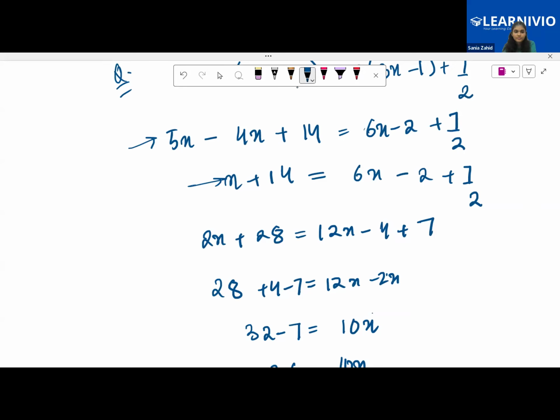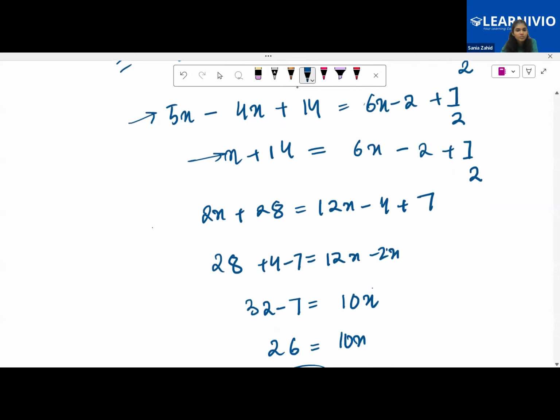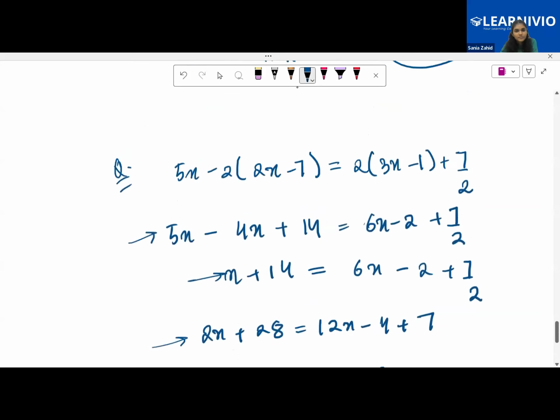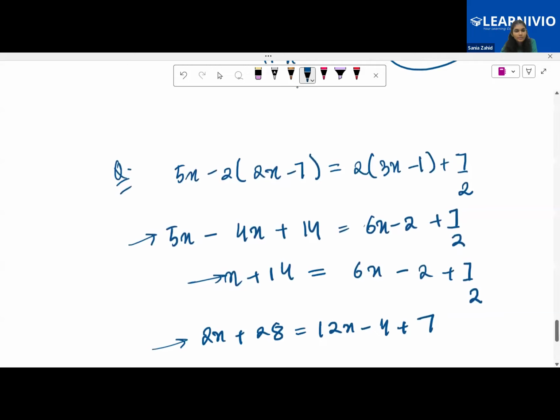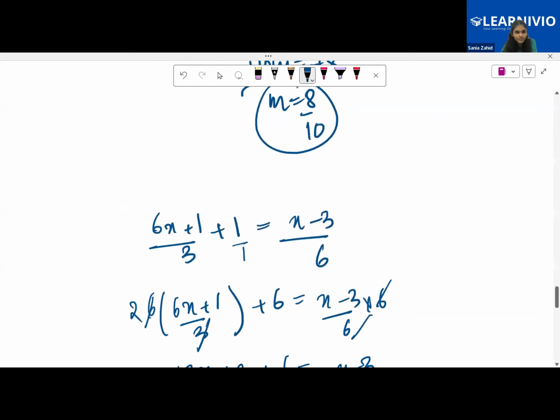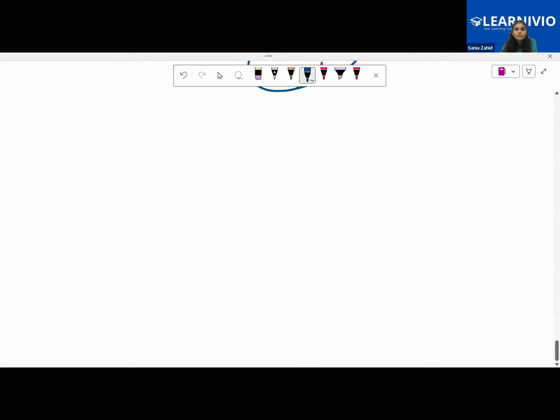Ma'am, after the second step, we have to find the LCM and multiply the numbers with the LCM. Yeah, after the second step I found the LCM and multiplied. Okay. Are you guys able to understand whatever I taught you today? Yes, ma'am.